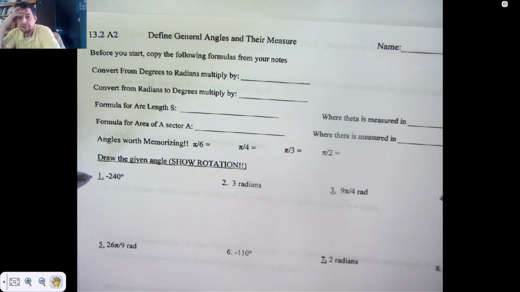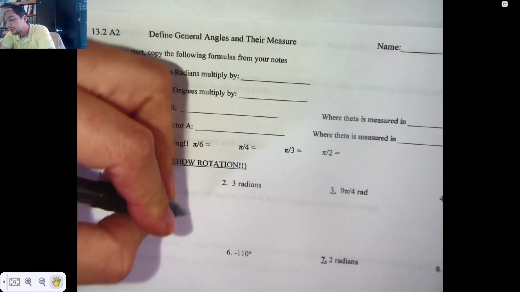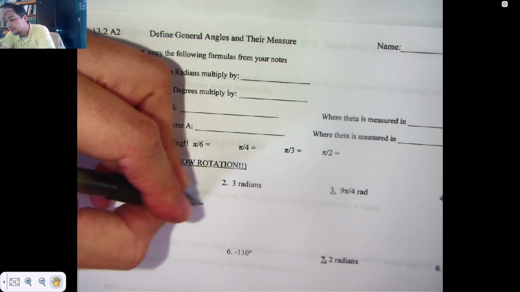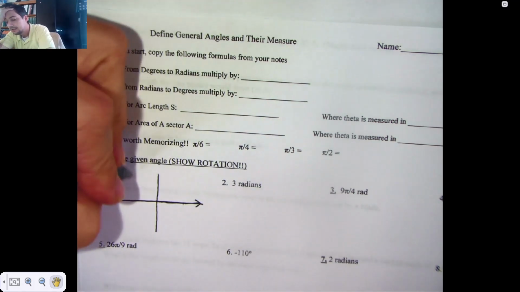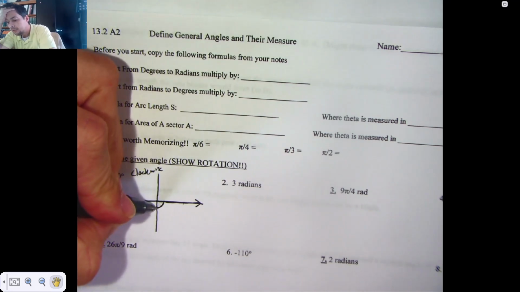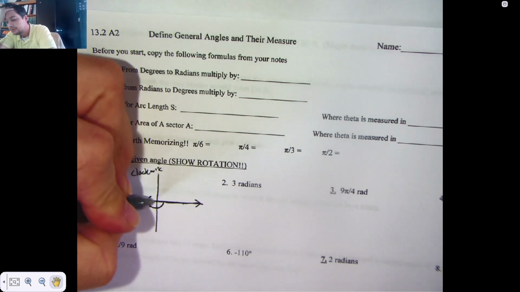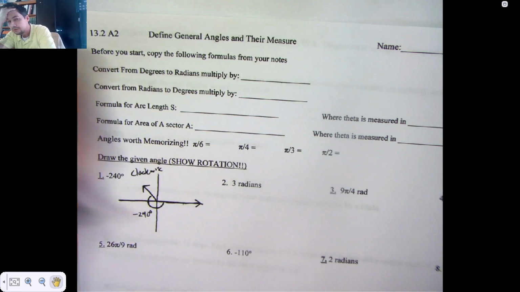We got draw the given angle and show the rotation. So a negative 240-degree angle. This is one of those few things where colored pencils would make sense. But we always start angles right here on the positive x-axis. If we're going to rotate negatively, we're going to rotate clockwise. This would be 90, 180, that'd be 180 degrees, and another 60. That is a negative 240 degrees of clockwise rotation.